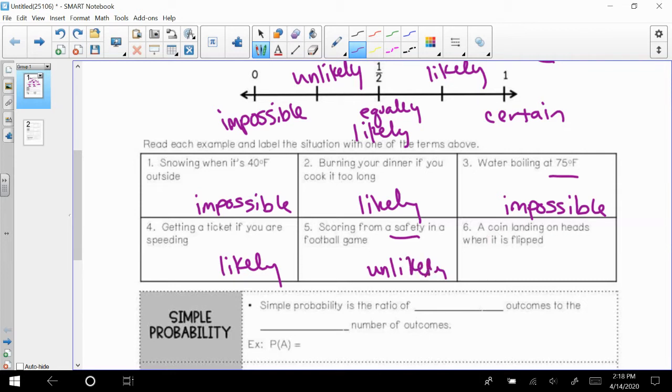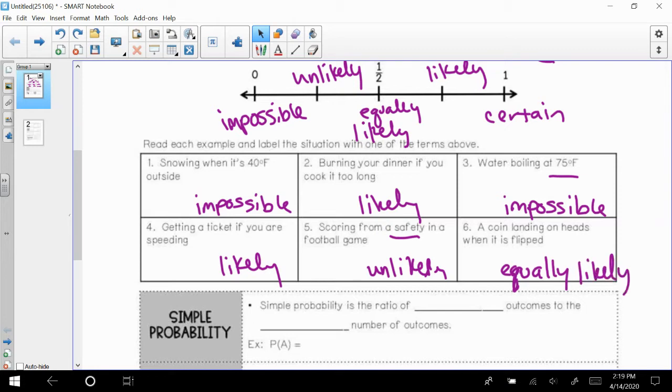And then a coin landing on heads when it's flipped. Well, the only two options you have are heads or tails. And if you're flipping a coin, you have a 50-50 shot. And as long as it's not a weighted coin, then it's equally likely to land on heads as it is tails. So we would write equally likely.